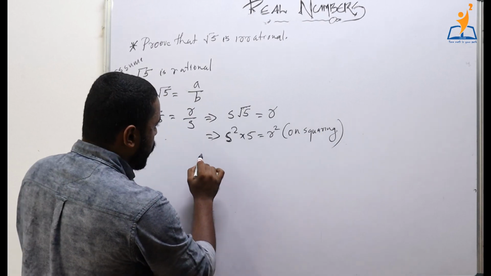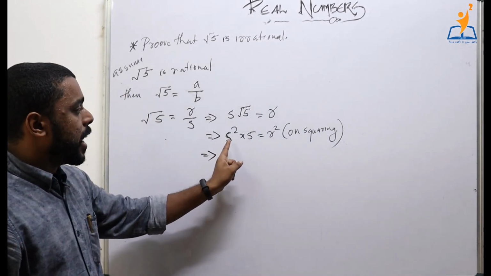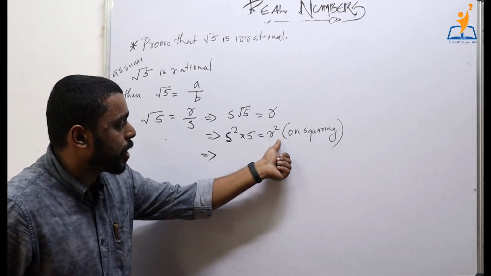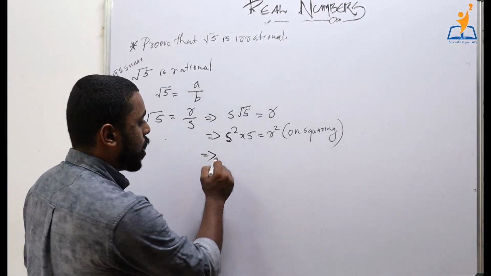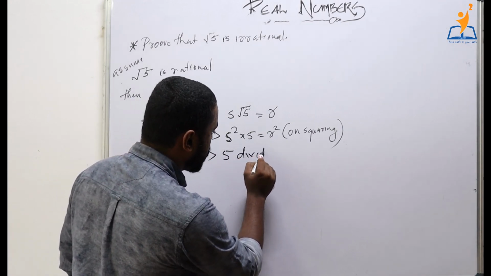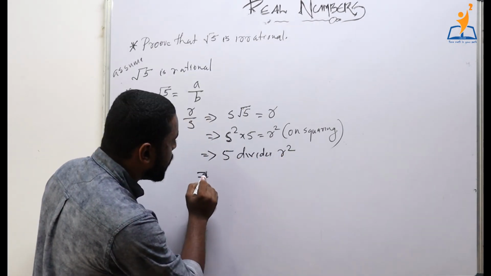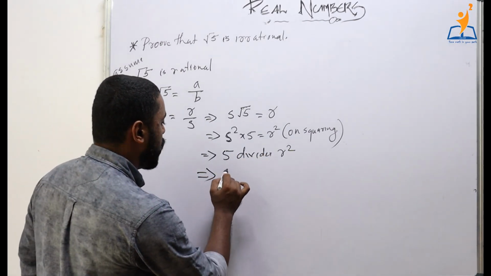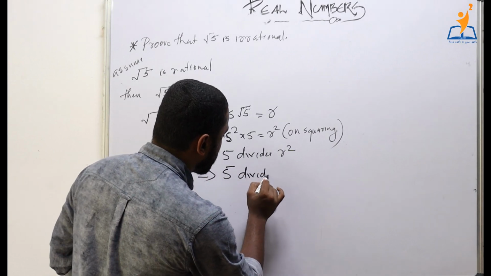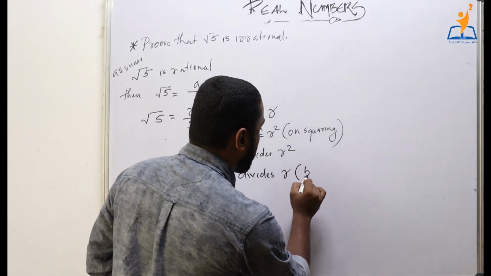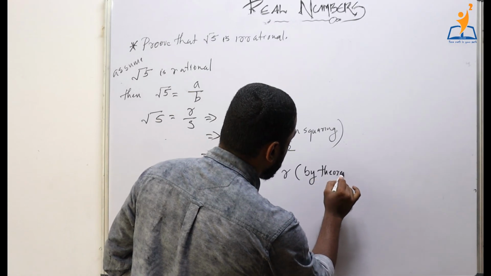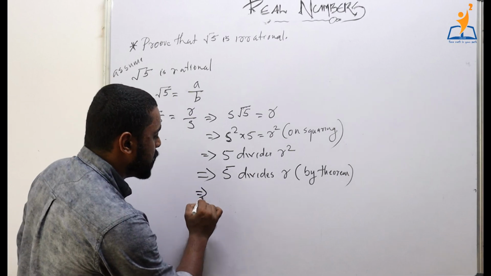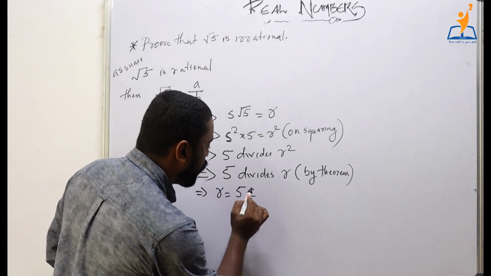Which implies s square into 5 equal to r square, which means 5 is a factor of, or 5 divides r square. If 5 divides r square, then 5 must divide r, by our theorem. Now 5 divides r, which implies r can be written in the form of some 5c.